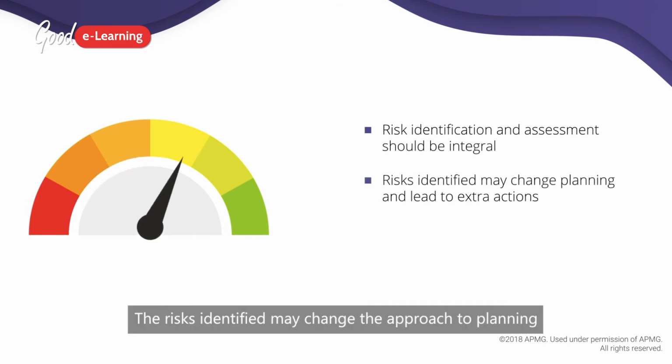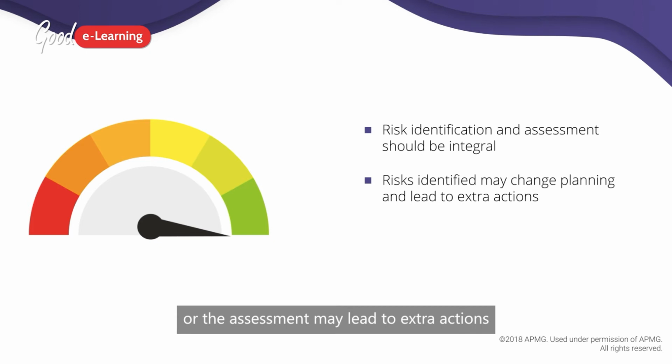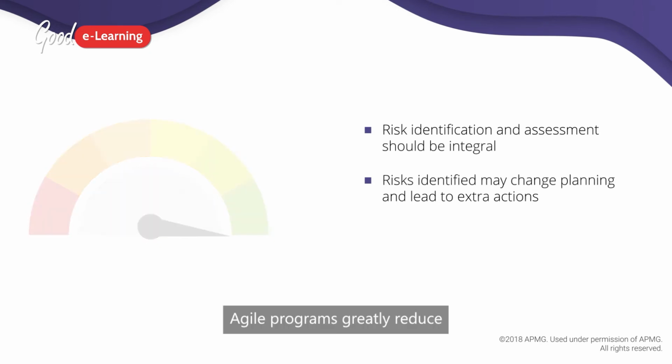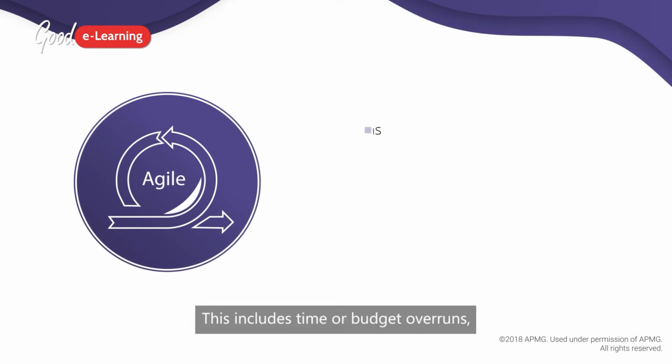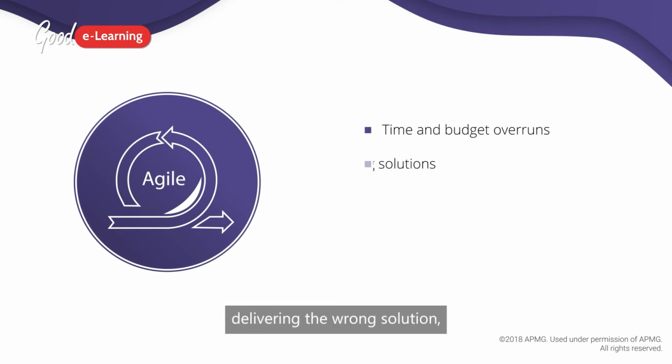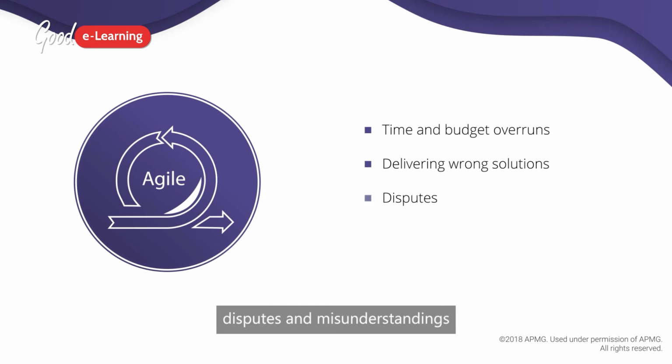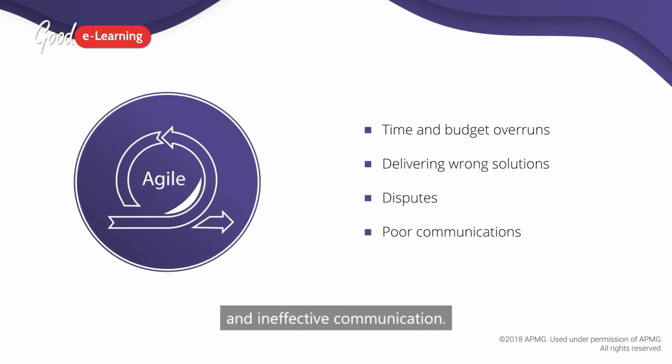The risks identified may change the approach to planning, or the assessment may lead to extra actions around the risk mitigation needing to be included in the plans. Agile programs greatly reduce some program risks, but also introduce some areas where additional risks may be identified. This includes time or budget overruns, delivering the wrong solution, disputes and misunderstandings between stakeholders, and ineffective communication. Let's look at them in more detail.